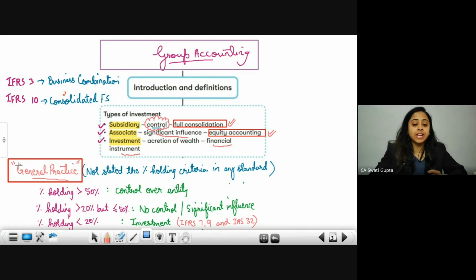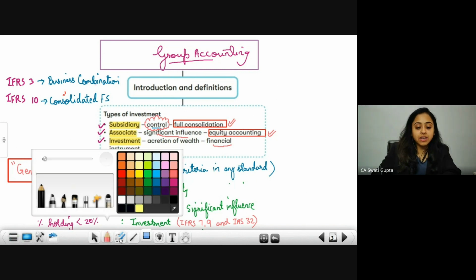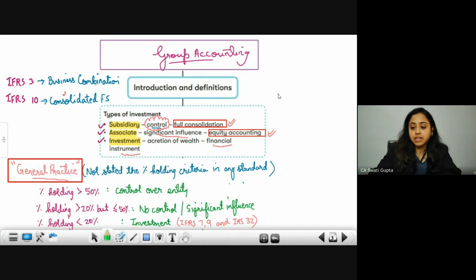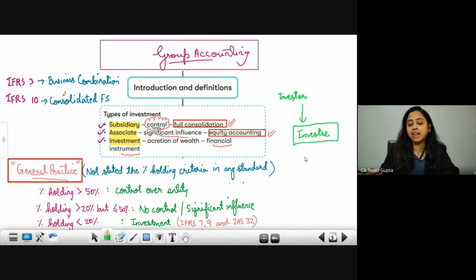If the percentage holding is greater than 50%, this means there is an investor and there is an investee. The investor is the person who is making an investment, and the investee is the entity into which the investment has been done, the acquisition has been done. It can be 1% shares, it can be 100% shares. There can be partial acquisition, there can be full acquisition.